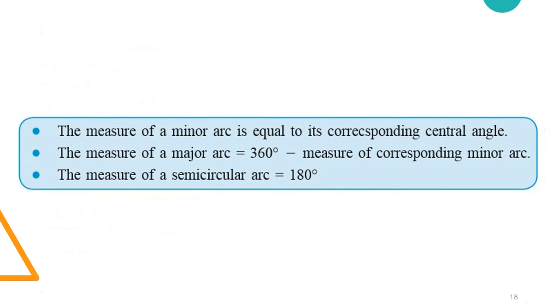So what did we learn in this particular video? The measure of a minor arc is equal to its corresponding central angle. The measure of a major arc is equal to 360 degrees minus the measure of the corresponding minor arc. And the measure of a semicircular arc is equal to 180 degrees.